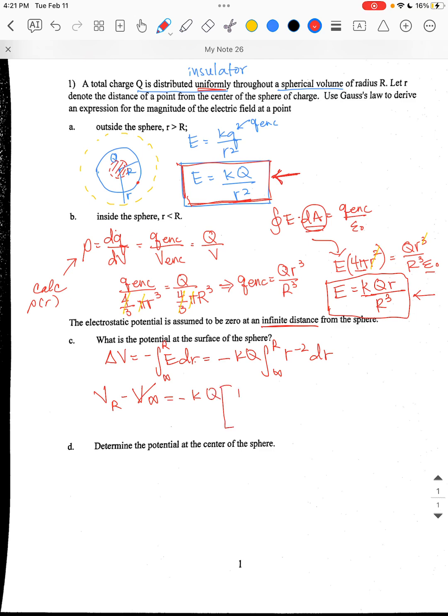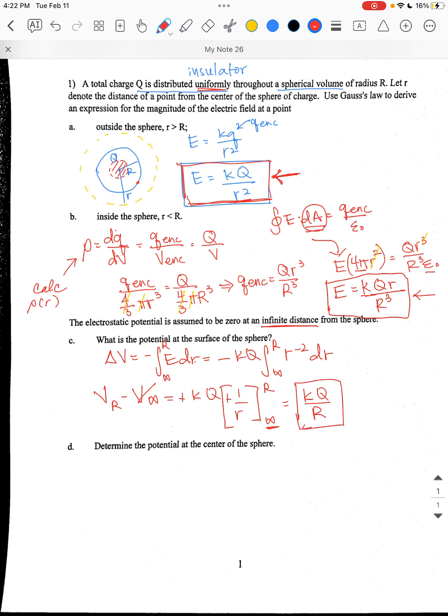Now let me finish off this integral. This is negative 1 over r, which goes from infinity to R. The negatives end up turning into positives. And I know that when I do the difference of my upper minus my lower limit, the 1 over infinity is going to turn into 0. So when I plug this in, I have KQ over R. And that's exactly what we expected.